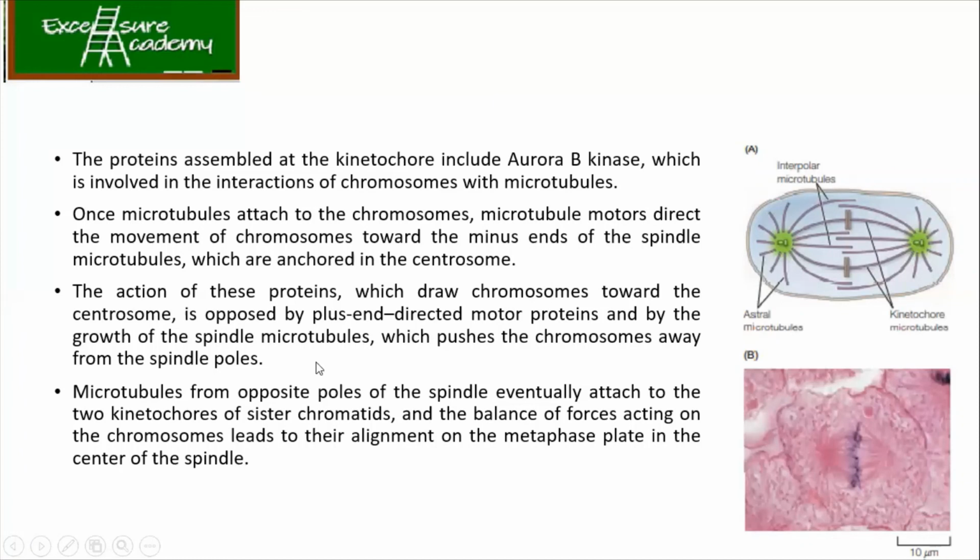So this action of the proteins, which draws the chromosomes towards the centrosome, is opposed by the plus-end directed motor proteins, and the astral and interpolar microtubules help in the movement of these motor proteins so that they can bring the sister chromatids in the opposite direction. Eventually what is happening, they are making sure that यहाँ से separation शुरू हो जाए आपका, ठीक है, and one copy of the genome comes here and another copy goes in that direction.